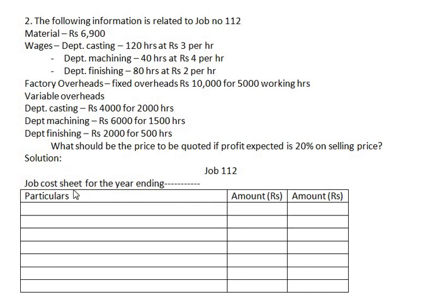Write down the heading: job 112. Next line, job cost sheet for the year ending, with particulars and amount columns. Again here, first we need to take direct material. The direct material amount given is 6,900, so write it here: 6,900. Next comes direct wages.